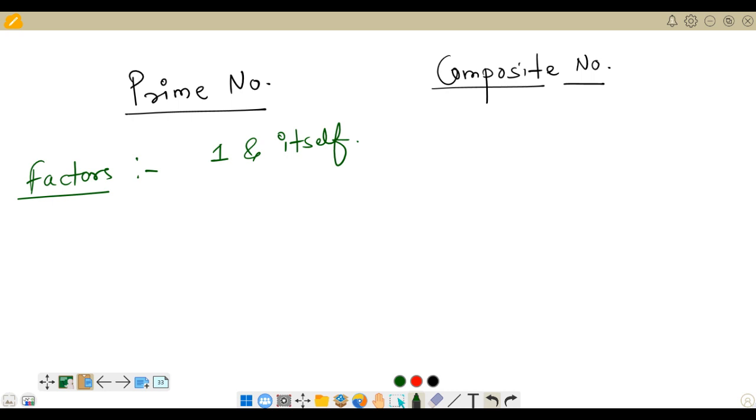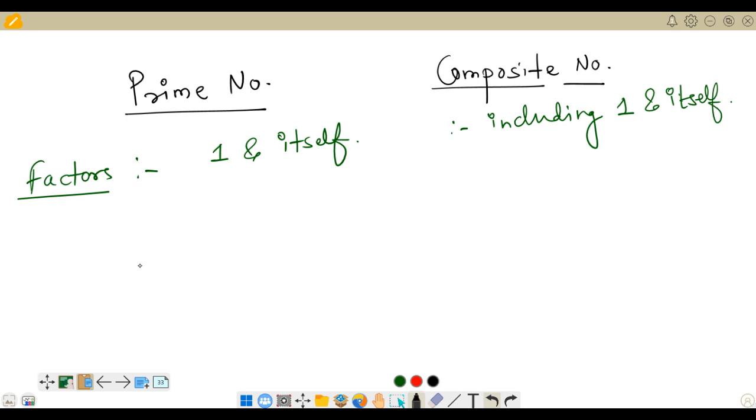Got it? But for a composite number, what factors do you have? You have other factors, including one and itself. So this is going to be a composite number.